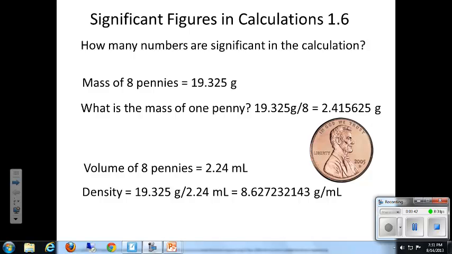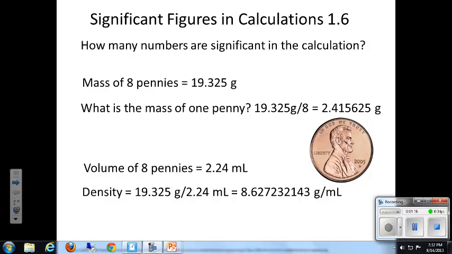And I go back to the common experiment in general chemistry where you determine the density of pennies by, first of all, weighing the pennies. So if I have 8 pennies and I weigh them, they're 19.325 grams on a milligram scale. What is the mass of 1 penny? Well, divided by 8, right? And this is the number that the calculator gives me, 2.415625. Well, should I write down all of those digits, or which one should I write down? This is what I have to figure out.